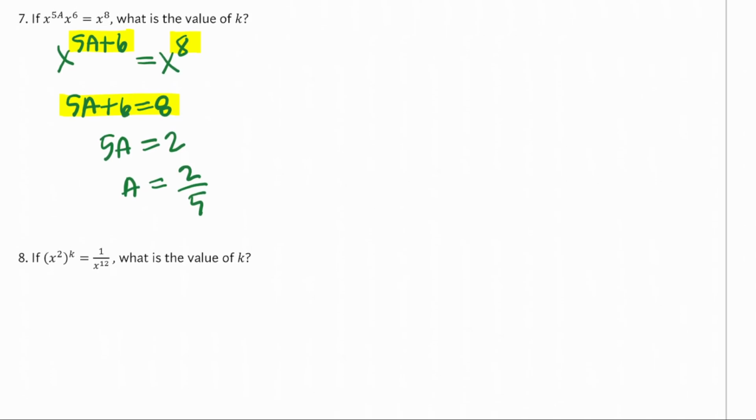And then if x to the 2 to the k, so that would be x to the 2 times k, that's where we would multiply, equals 1 over x to the 12. Okay, that's x to the negative 12. What's the value of k? Right, so these are the two things that would need to be equal. 2k equals negative 12, and that would mean that k needs to equal negative 6. And that's all for Form A.